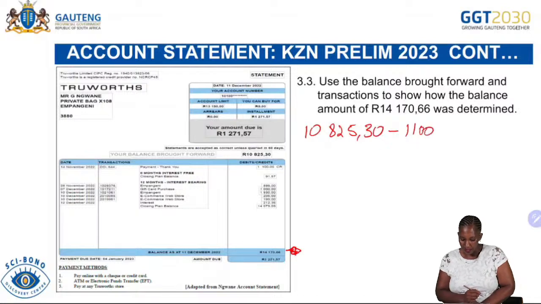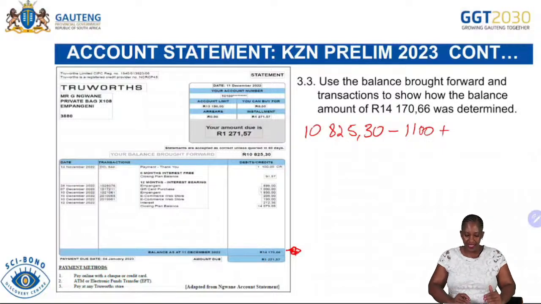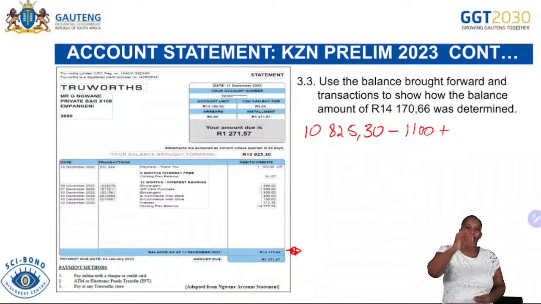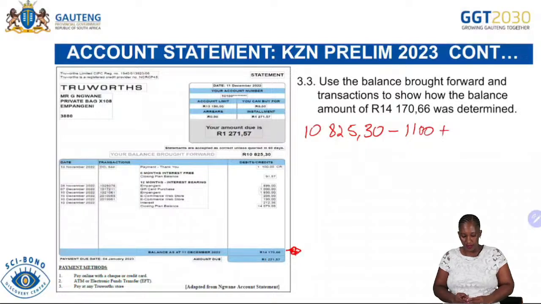1,100. We subtract it. Remember all these amounts are in rands. We subtract 1,100, and then after subtracting the 1,100, we are adding now. Remember, this one is a transaction. Why are we subtracting only 1,100? They paid the 1,100 towards the installment or towards the account. It's a payment made. It's a credit available.